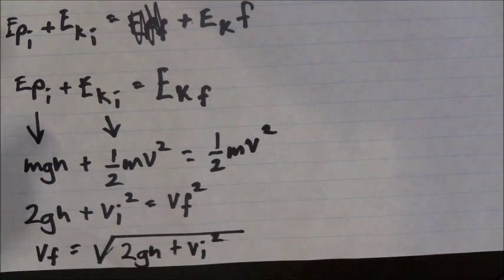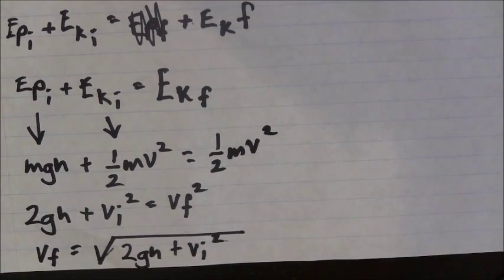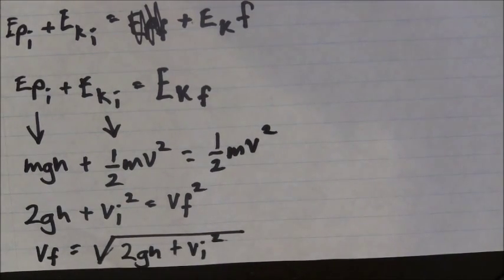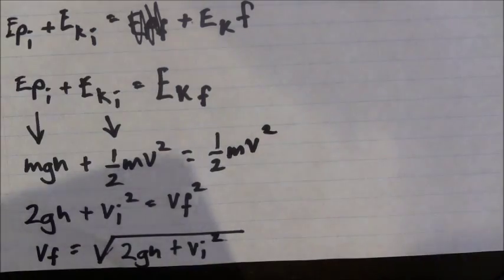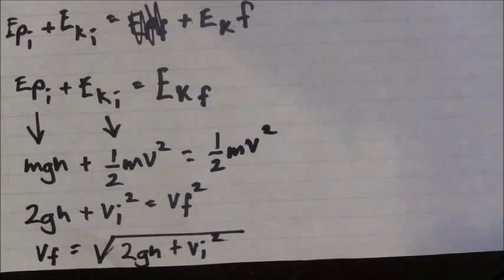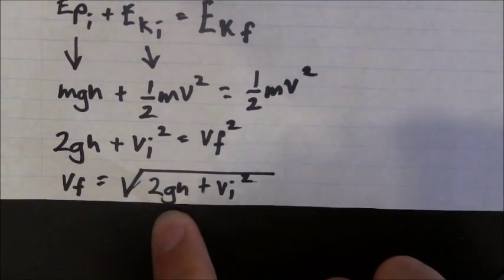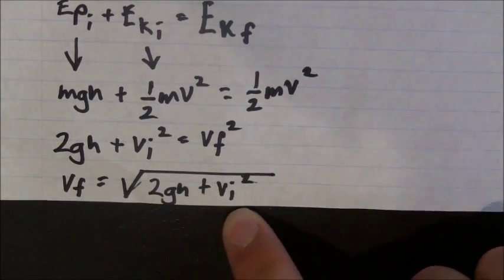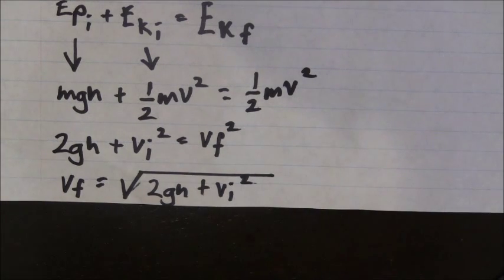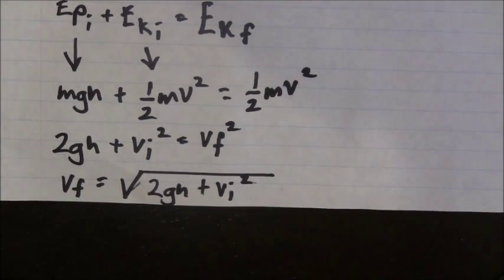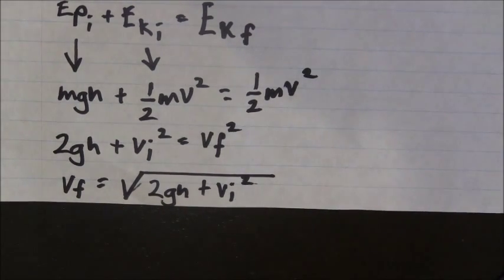So if I were to throw the penny at a speed of 20 meters per second, then I would just plug in acceleration due to gravity, height, and initial speed, and that would give me the final speed. And that's freely falling objects.